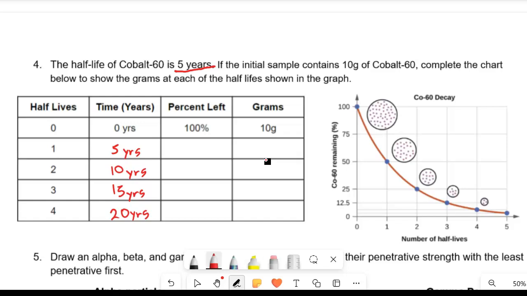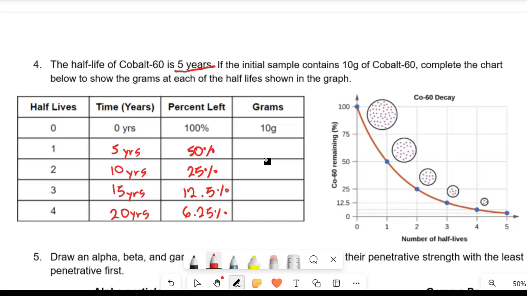And every time we go through a half-life, there should be 50% less. So half of 100 would be 50%. Half of 50 would be 25%. Half of 25 would be 12.5%. And half of 12.5% would be 6.25%. And using that same logic, we're going to do the same thing to the grams.